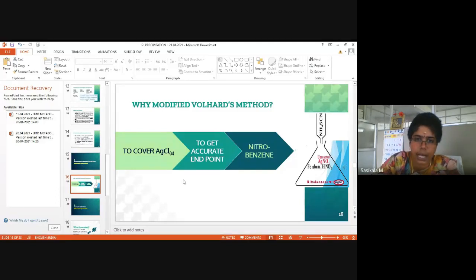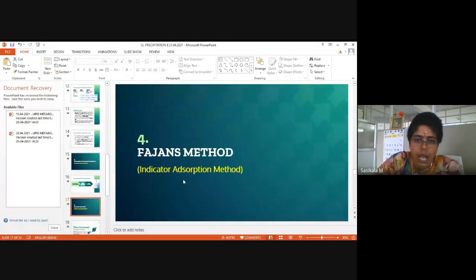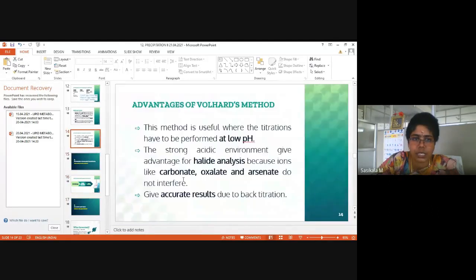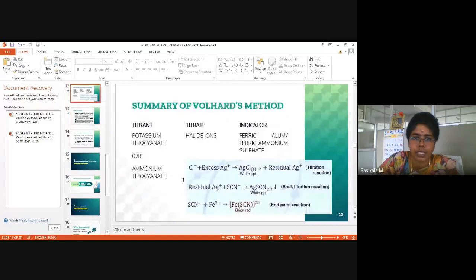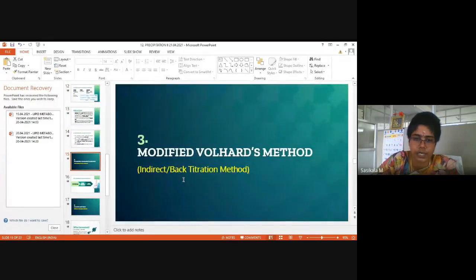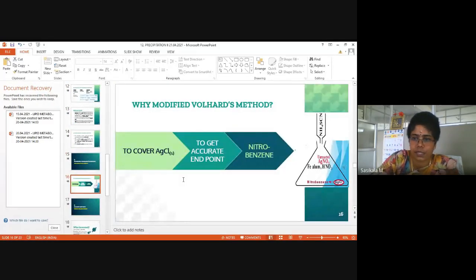This is only regarding the modified Volhard's method. Now let's move on to Fajans' method. You can write the reactions and other things of Volhard's method for the modified method also, except for this point. Along with this important point, you can explain the principle, mechanism, advantages, precautions, everything we have discussed for Volhard's method.